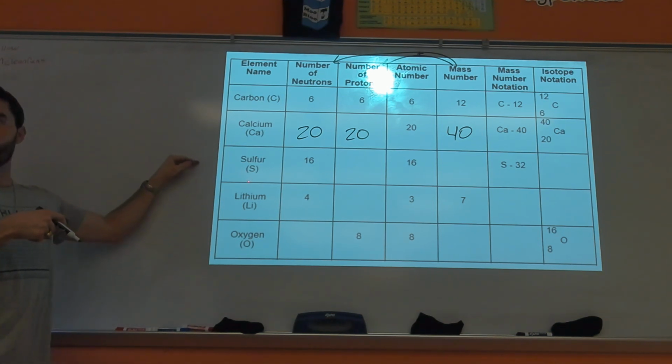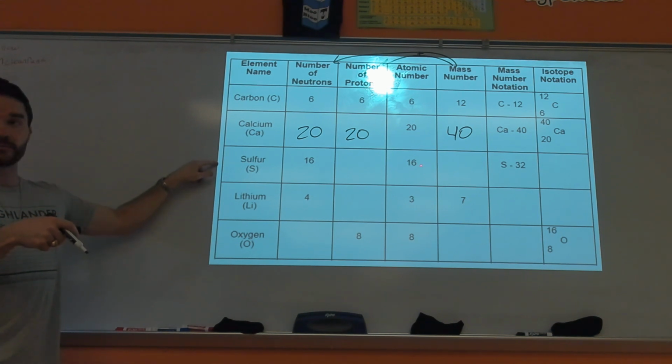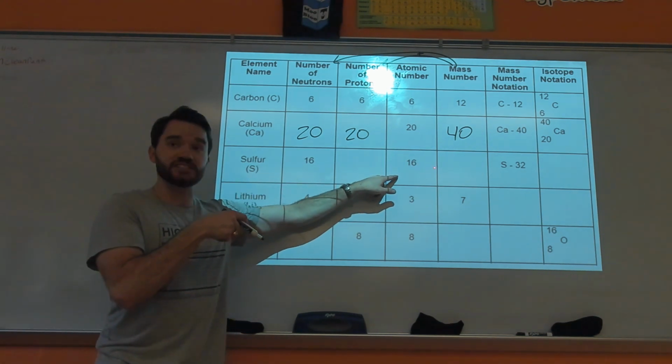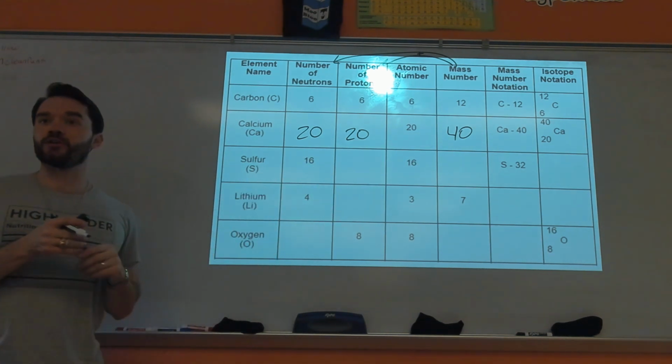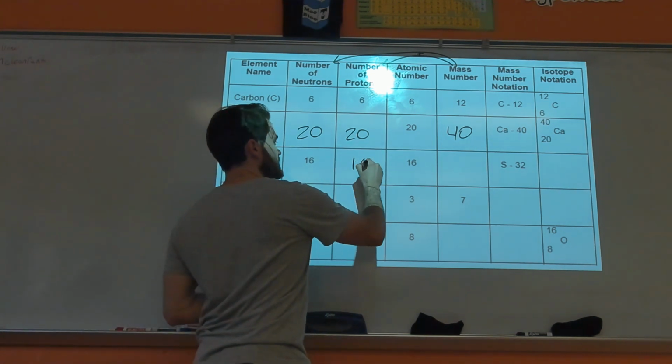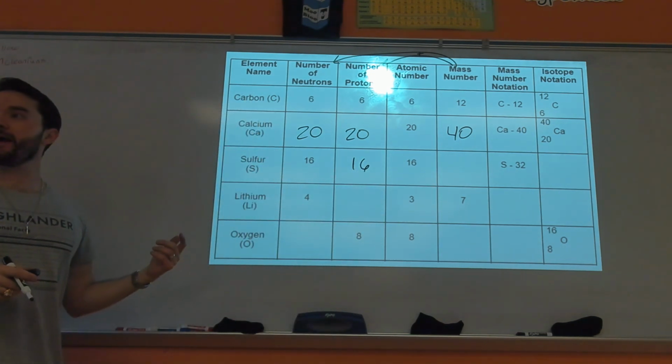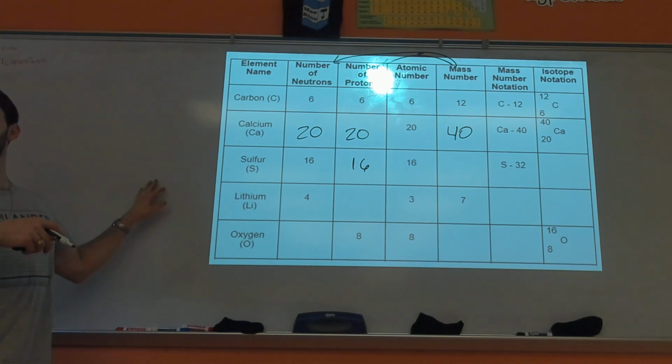If we go to the third row, we've got sulfur. Sulfur, 16 neutrons, atomic number is 16. If the atomic number is 16, that's the number of protons. So we're going to put 16 there. Then the mass number. Everybody still following along? We still writing?